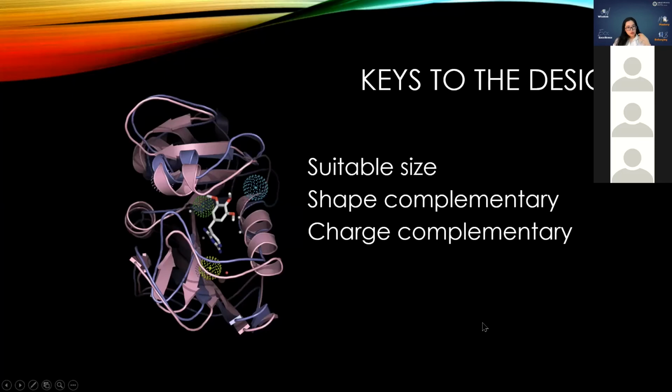So the key to the design: suitable size, shape complementarity, and charge complementarity. By screening on size alone, we can discard all the drugs that are too large for a particular pocket, and we can screen out more than half just by size alone. Then we can focus on shape complementarity and then optimize the charge complementarity. That's the key to the design.